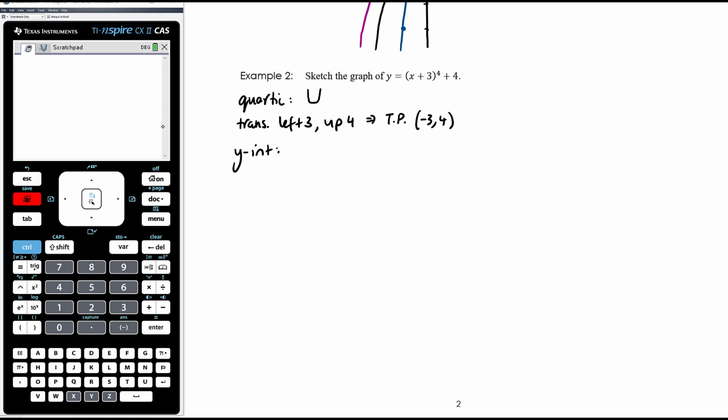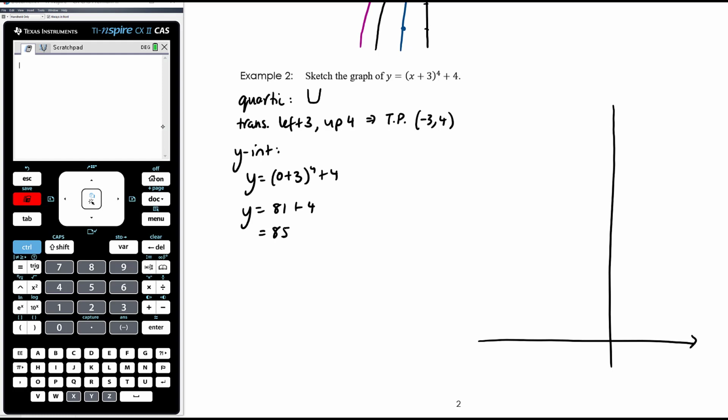Let's do that. Y-intercept, let x equal 0. Okay, so y equals 3 to the power of 4, that's 81. Plus 4, so the y-intercept is at 85. Okay, so it's going to be hard to get exactly precise sort of scale here, but you do certainly want to give a sense that your y-intercept is quite large compared to where your turning point is, sorry.